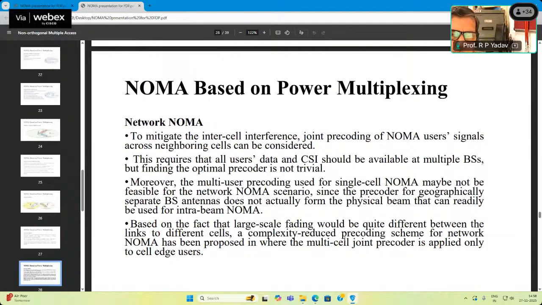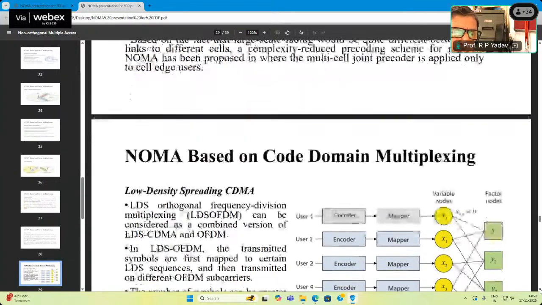A complexity reduced precoding scheme for network NOMA has been proposed, in which a multi-cell joint precoder is applied only to cell edge users. So this is again a selective solution across the handover problem.